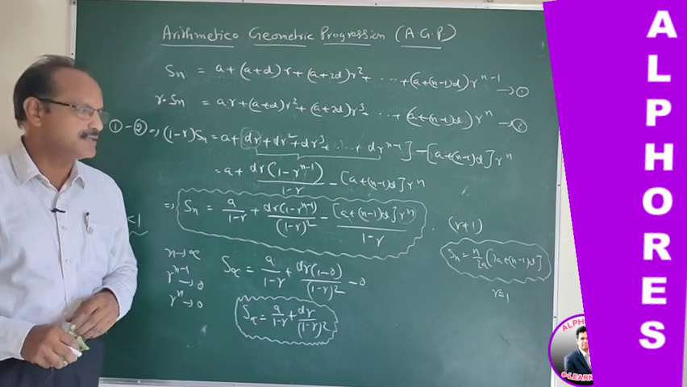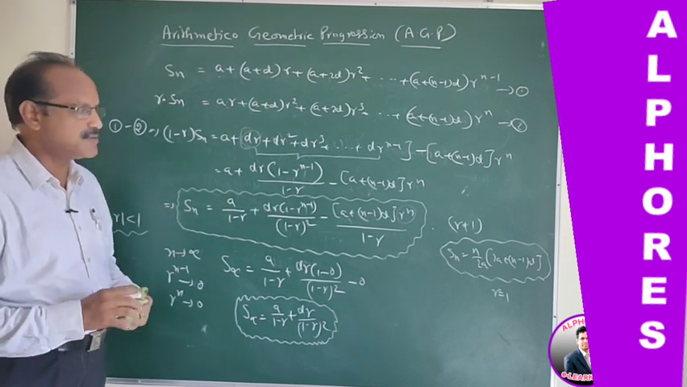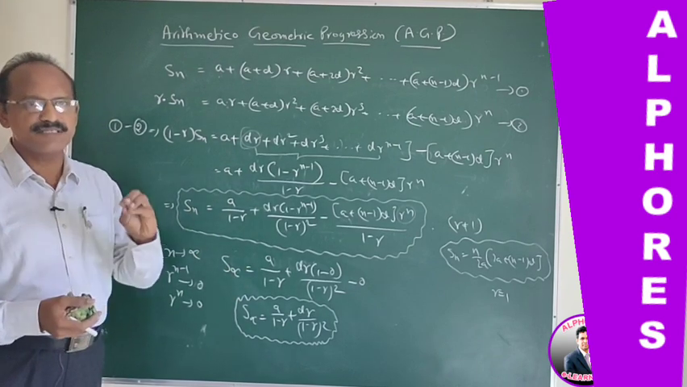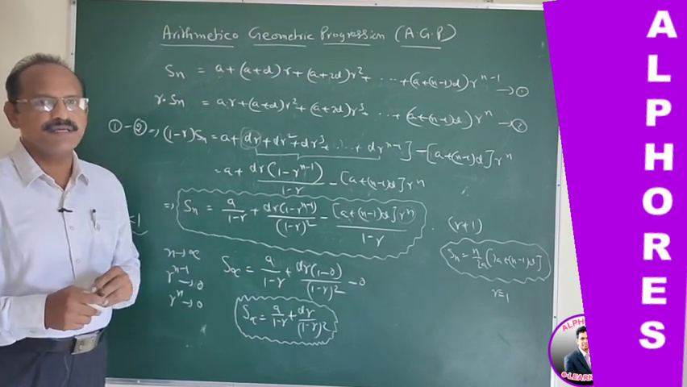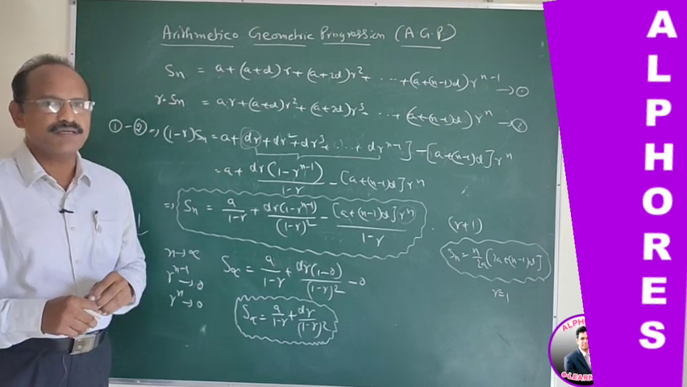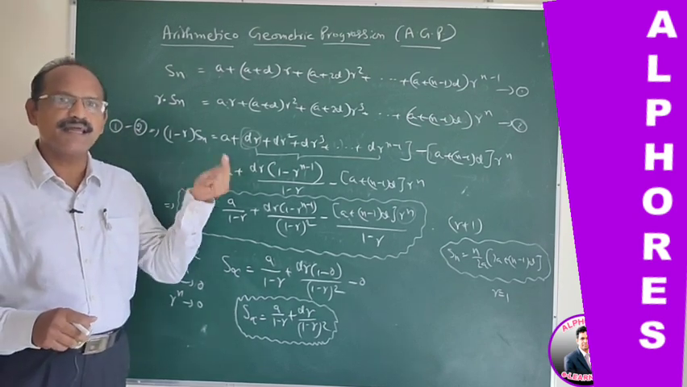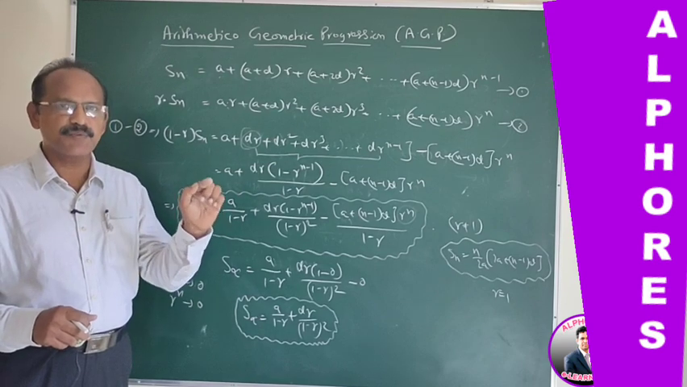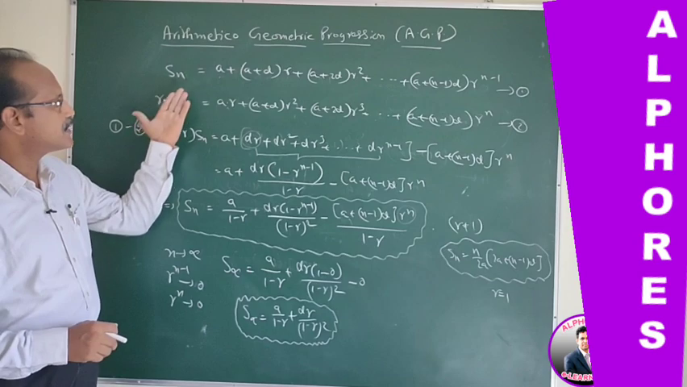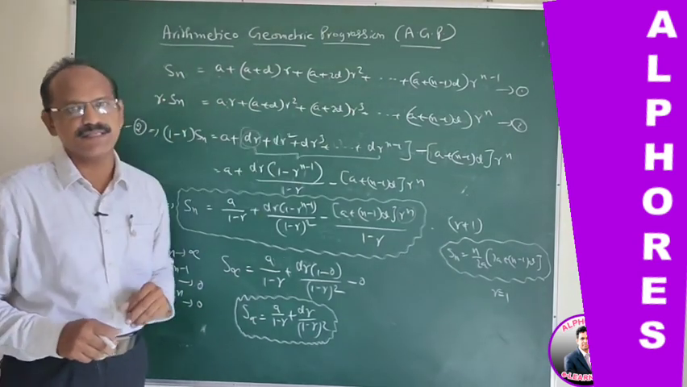Okay. Next, I will give you an example. This is about AGP series. The AGP series means the sequence. A sequence is said to be an AGP series if the terms of the sequence are obtained by multiplying the corresponding terms of AP as well as GP. This is the general form of AGP series.